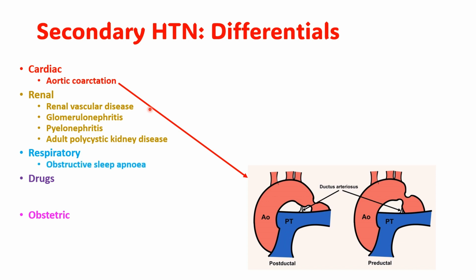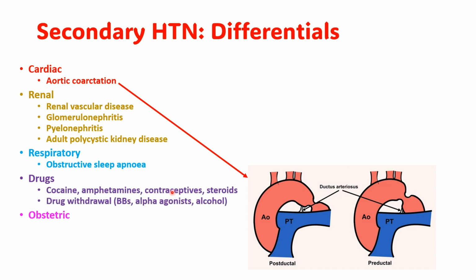And then in terms of respiratory, you have obstructive sleep apnea, and essentially in OSA you have increased sympathetic activity. When patients are transiently being aroused from sleep and they have disturbed sleep, there's increased sympathetic activity, and that leads to increased sympathetic vascular resistance, and then as a result, elevated blood pressure.